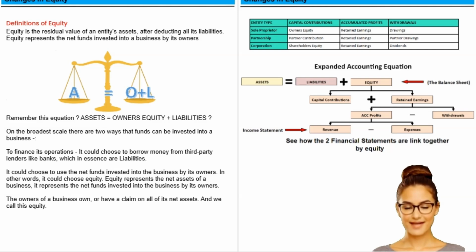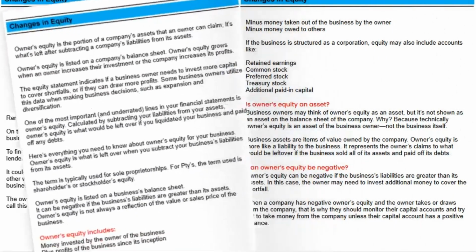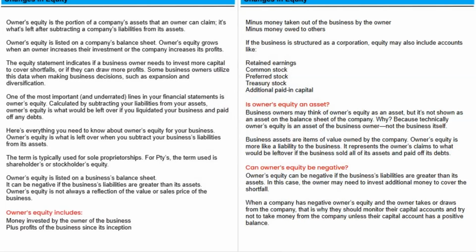Equity represents the net assets of a business. It represents the net funds invested into the business by its owners. The owners of a business own, or have a claim on, all of its net assets. And we call this equity. Let's dive in a little deeper. Owner's equity is the portion of a company's assets that an owner can claim. It's what's left after subtracting a company's liabilities from its assets. Owner's equity is listed on a company's balance sheet.